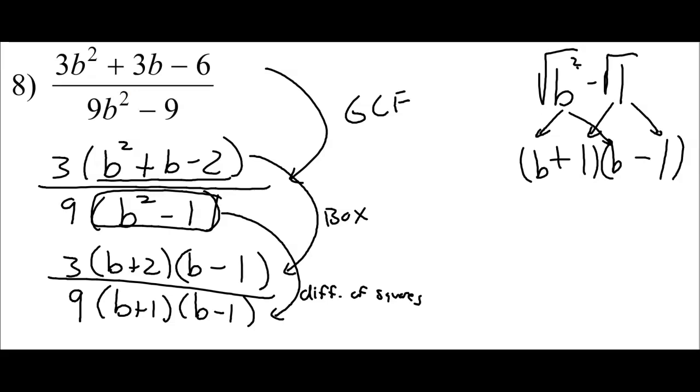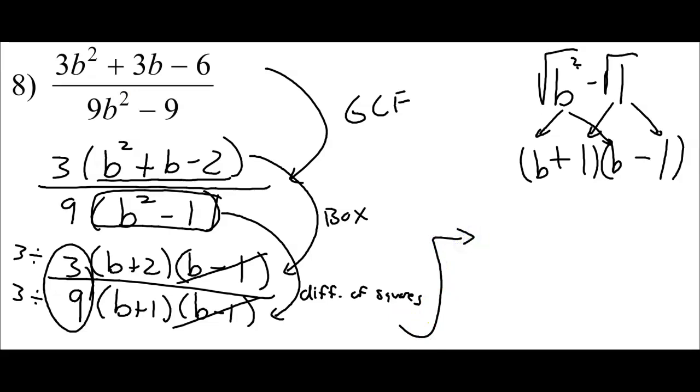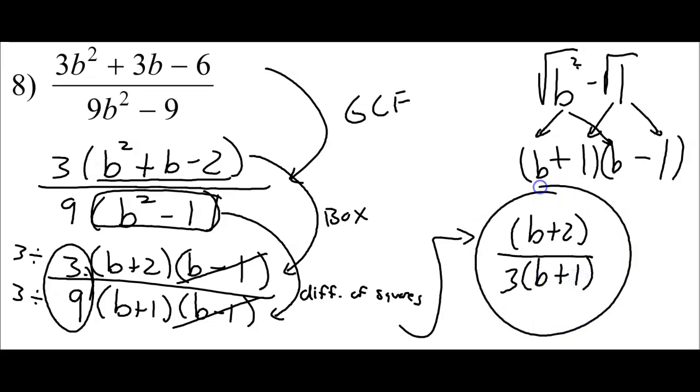All right. What can I cancel off the top and bottom? These guys go away, right? But 3 over 9, that can be reduced, right? What can we reduce by? 3. So the final answer then would look like this. 3 divided by 3 is 1. We don't need to write that. So I'll just have b plus 2 on the top now. 9 divided by 3 is 3. We'll leave that there. And then we have b plus 1 on the bottom. But the b minus 1s are just gone completely.